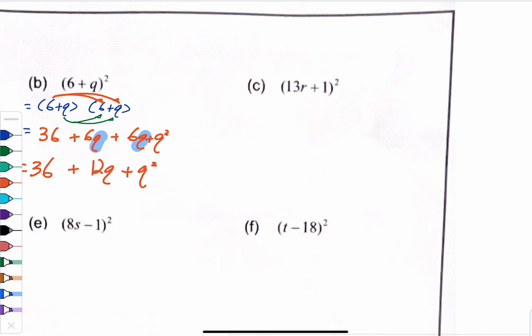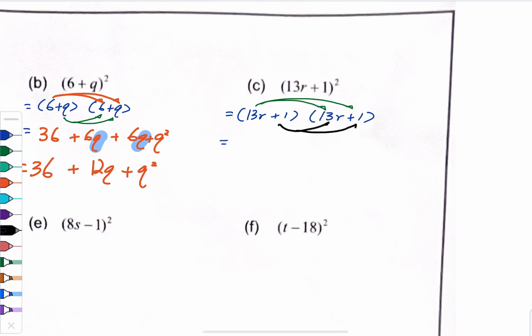How about this? It means 13r plus 1, 13r plus 1. And then open up the bracket. This goes here, it also goes here. And then this goes here, it also goes here.